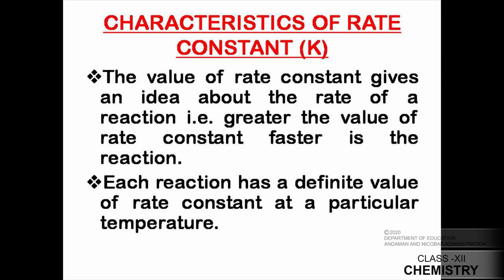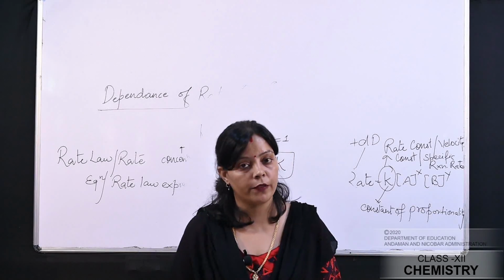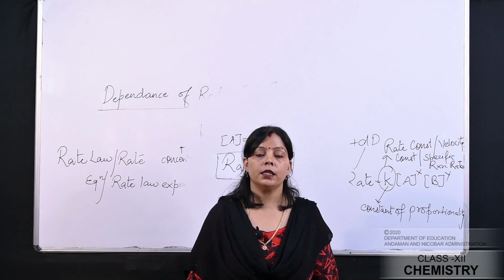After that, what are the important characteristics of the rate constant? The first one is that the value of the rate constant gives us an idea about the rate of a reaction: the greater the value of the rate constant, the faster the reaction. Second, each reaction has a definite value of rate constant at a particular temperature. The third one is that the value of the rate constant depends on the temperature, that is, it changes with a change in temperature, and it is independent of the concentration of the reacting species. The last one is that the unit of the rate constant depends on the order of the reaction, and the order of the reaction will be discussed in the next class.